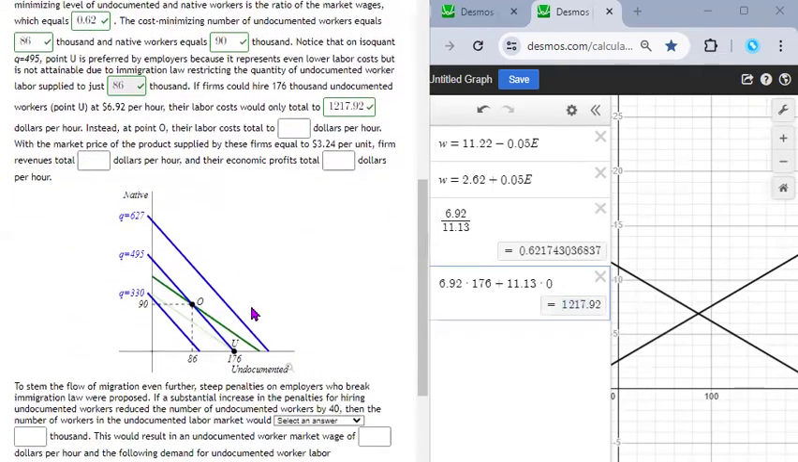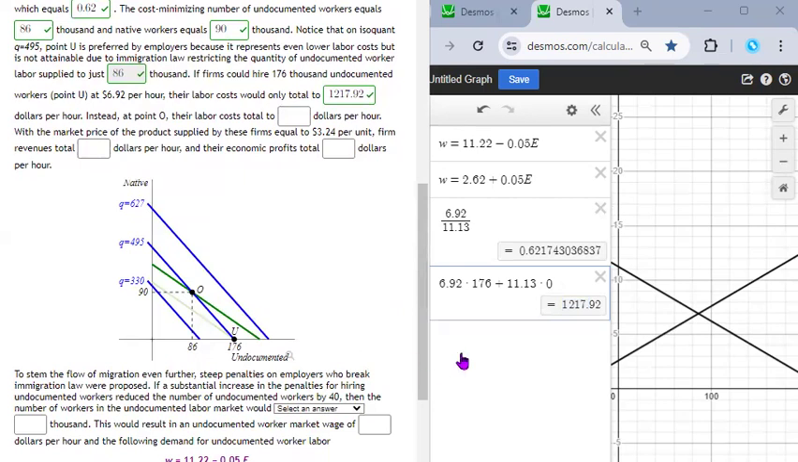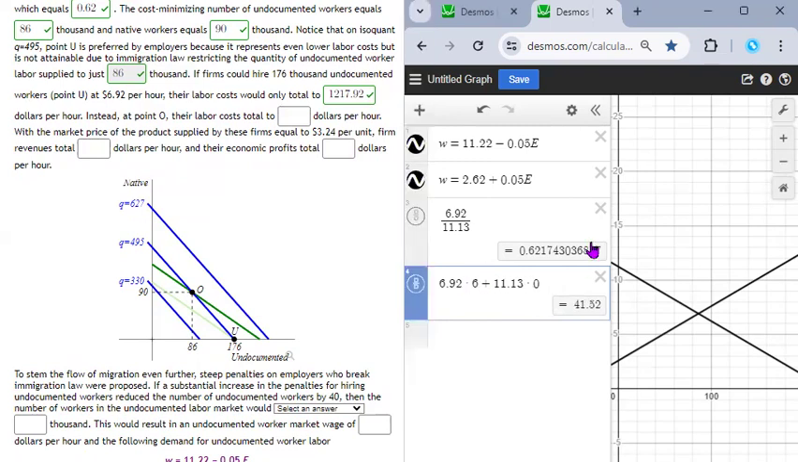Instead, at point O, their labor cost totals to what? So they're at point O instead. They'd like to be at point U, but they can't. So they're at point O, right? So point O, they're hiring only 86 undocumented workers, and then they're hiring 90 native-born workers.